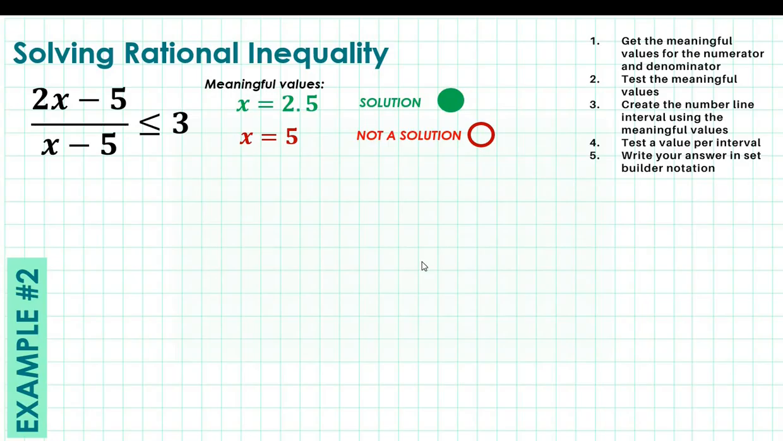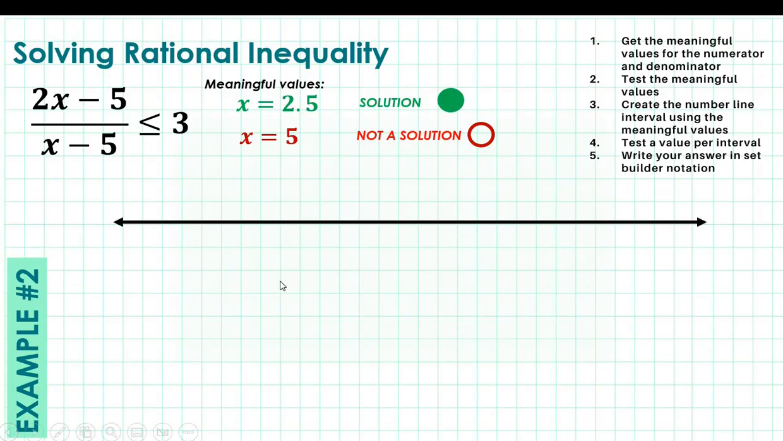Now that we were able to get the meaningful values, 2.5 and 5, we will now proceed to steps 3 to 5. We'll be creating now the intervals. Now, similar to what we did earlier, or for the first example, if we were able to identify that the meaningful value is a solution, we graph it as a shaded circle, if not, an unshaded circle. So we will now draw the number line and plot the points.